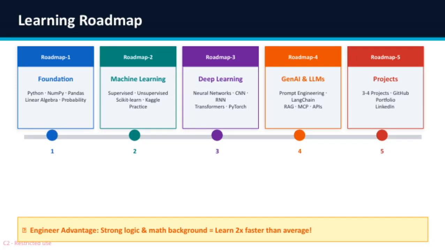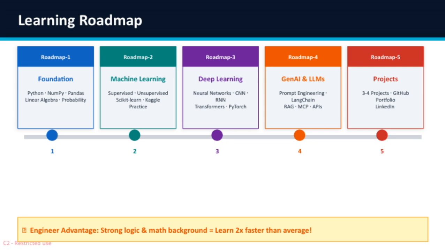Let's talk about the advantage of being an engineer. A strong background in logic and math really sets you apart, allowing you to learn twice as fast as the average learner. This foundation accelerates your understanding across all areas of AI and data science. Moving forward, you'll see how this plays into building a solid portfolio, starting with 3 to 4 projects on GitHub and connecting with professionals on LinkedIn. As you progress, you'll focus on key topics like prompt engineering using LangChain and working with RAG, MCP, and APIs, which are essential for modern AI applications.